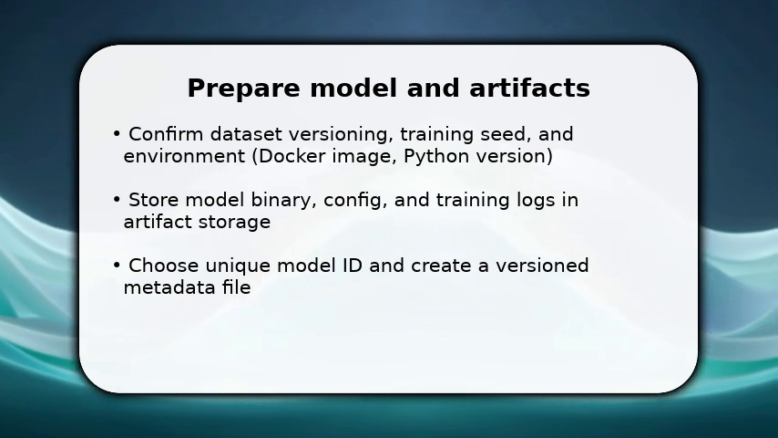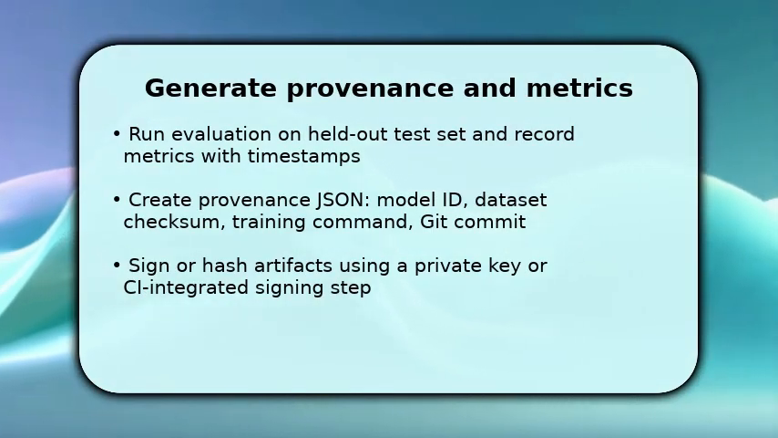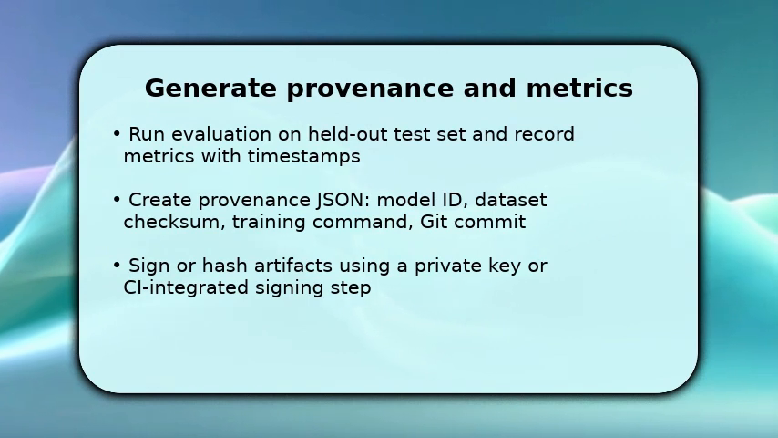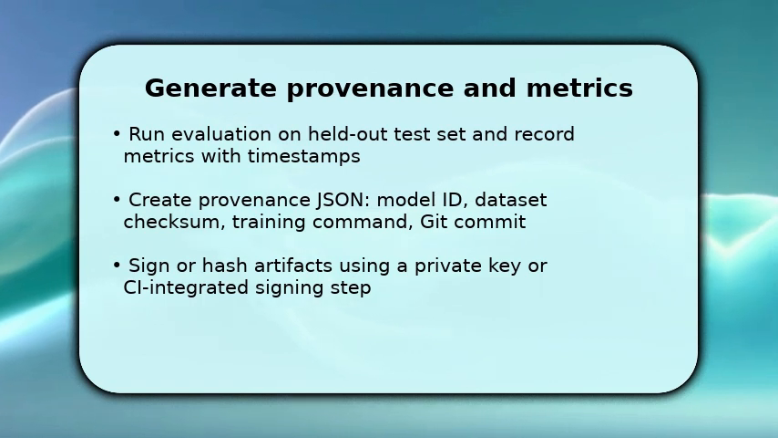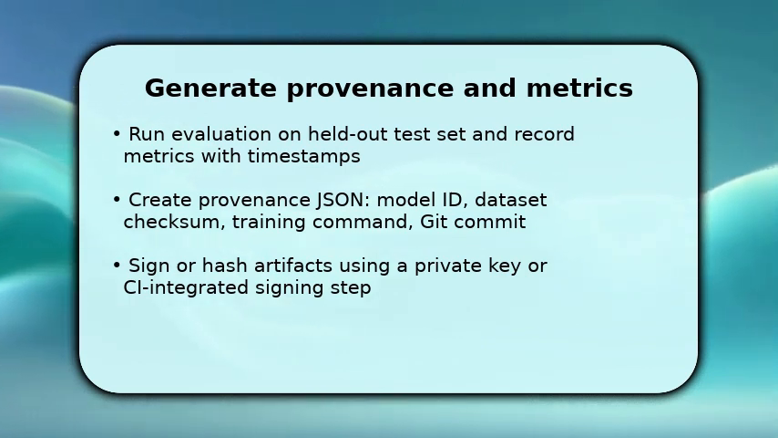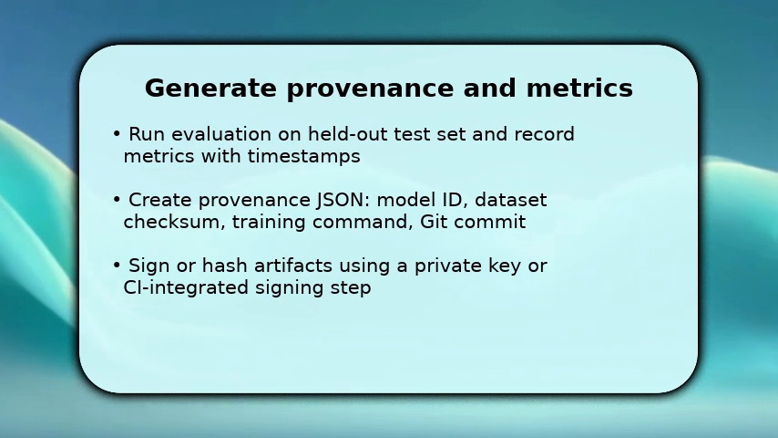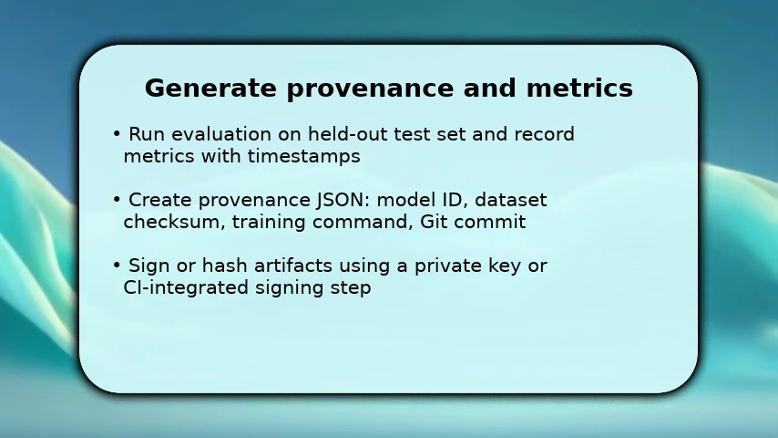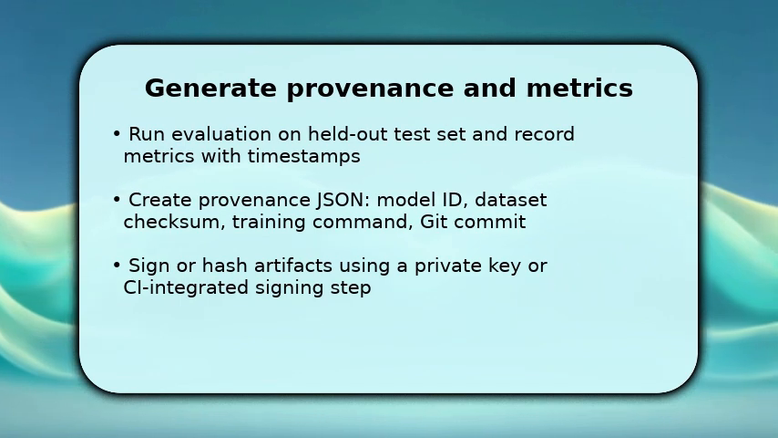of authenticity. Next, compute your final evaluation metrics and capture the exact evaluation dataset checksum and run timestamp. Export a provenance document that links the model ID to the dataset checksum, training command, environment image, and git commit. Once created, create cryptographic evidence. Generate a hash of the model bundle and sign it with your private key or automated CI key. This step establishes verifiable tamper evidence, so others can independently check authenticity and integrity.